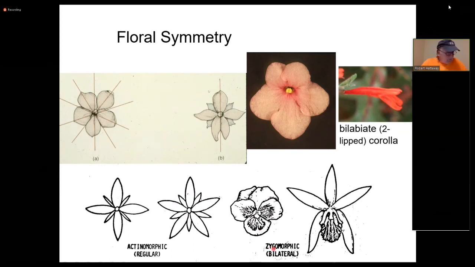Zygo means yolk, and I don't know how to translate the sense of that, but actino means radial, and that makes sense. It's like spokes, but I don't get the yolk analogy here. But anyway, this rosemary that's on the sandhill down here has a bilaterally symmetrical flower, typical of the mint family. Orchids have this bilateral symmetry, and the African violets, okay, this is not a true violet.